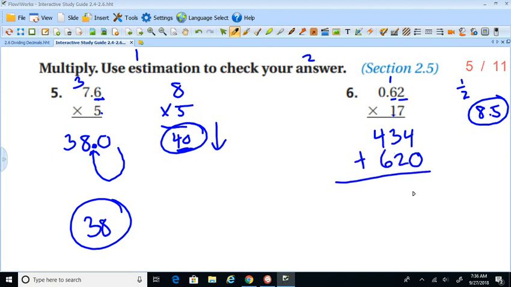And again, my answer should be about 8.5. So I already know exactly where I want to put that decimal. And I can verify it with my magic numbers. 2 place values to the left. 1, 2, and plot it in. And the answer is 10.54.